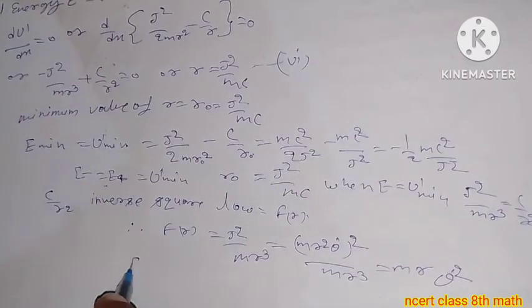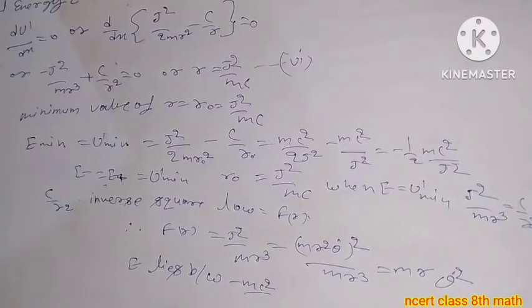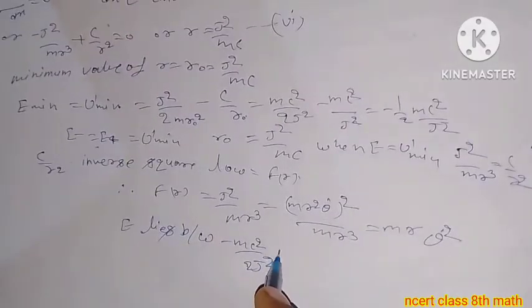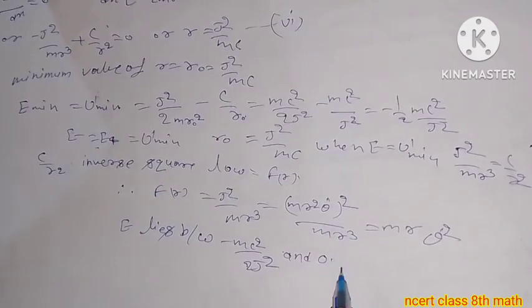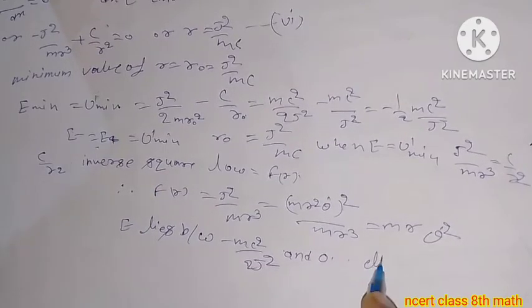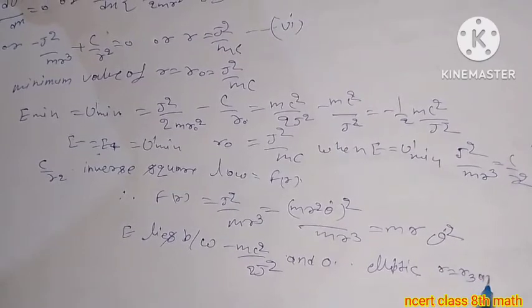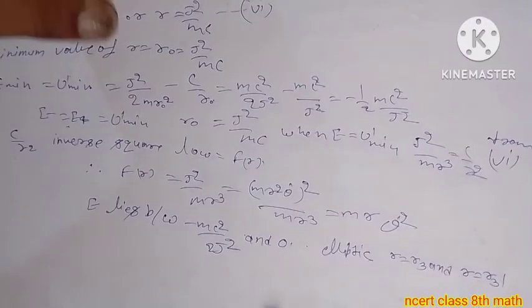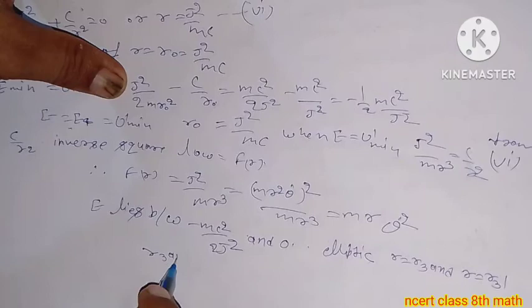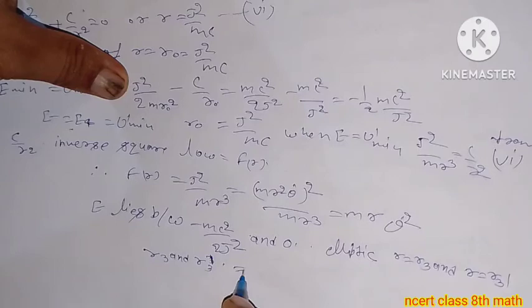Hence, when E lies between minus mC square upon 2J square and 0, the motion is elliptic with two turning points at r equals r3 and r equals r3 dash. The distances r3 and r3 dash are called apsidal distances.